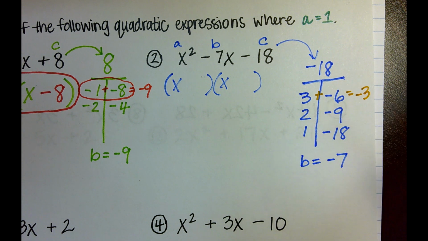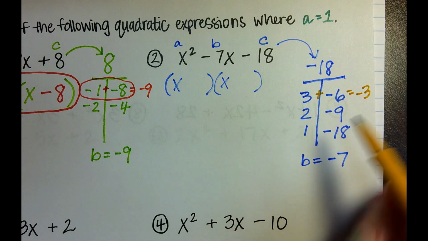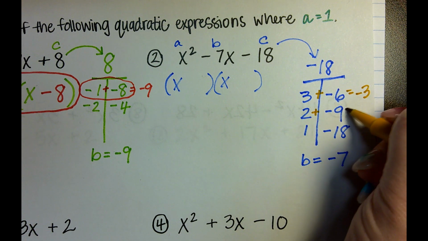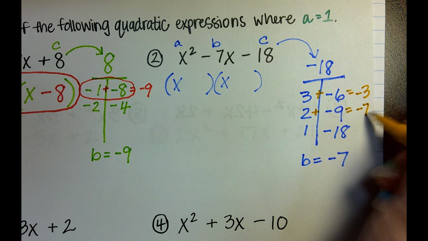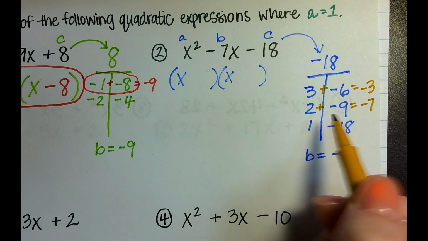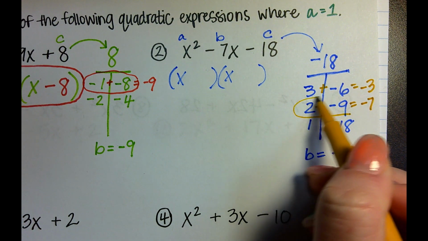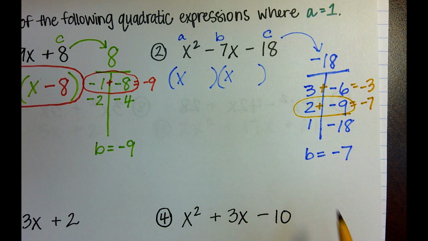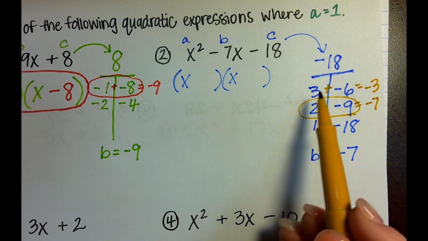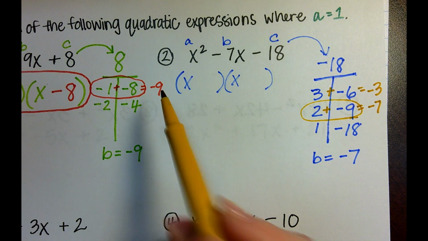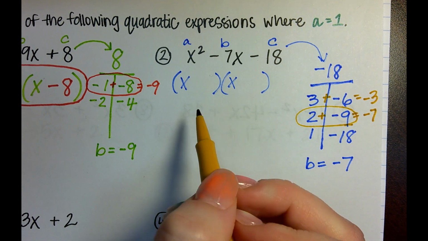-3, so it's not that one. 2 and -9. -7. So, since 2 and -9 add up to -7, our middle term, those are the numbers we're going to put in our parentheses. So what's my answer?